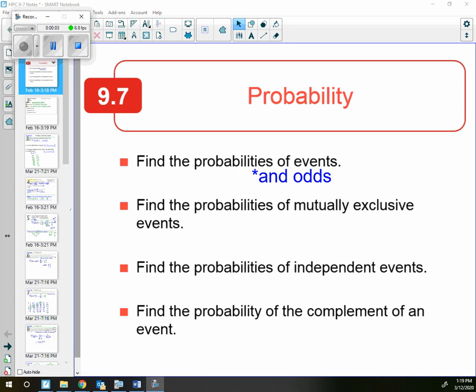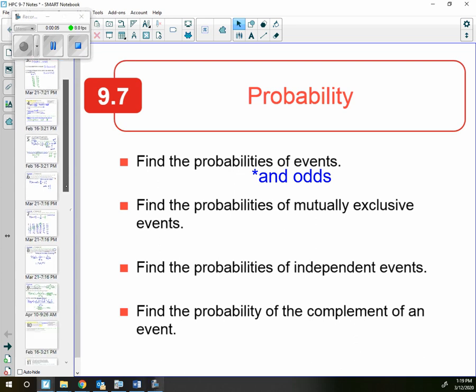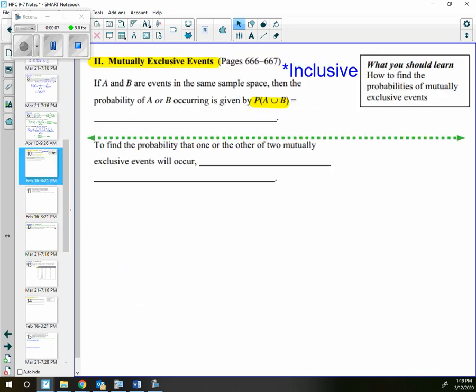Alrighty, this is 9-7, part 2. So we're going to do the Roman numeral 2. We're going to jump down and finish up our last couple of pieces here. So we're going to talk a little bit more about probability. So mutually exclusive versus inclusive.